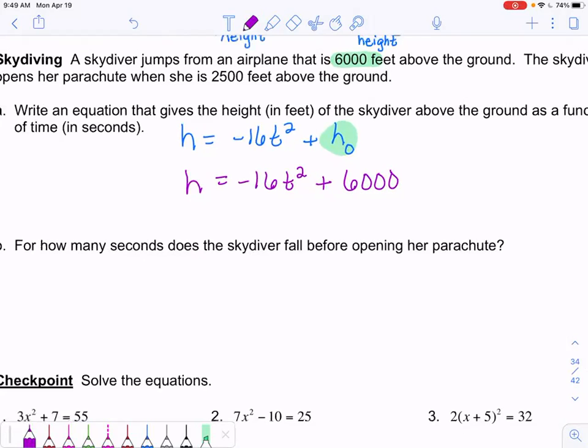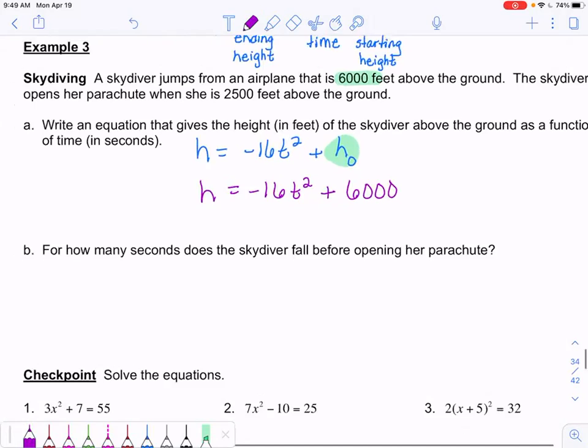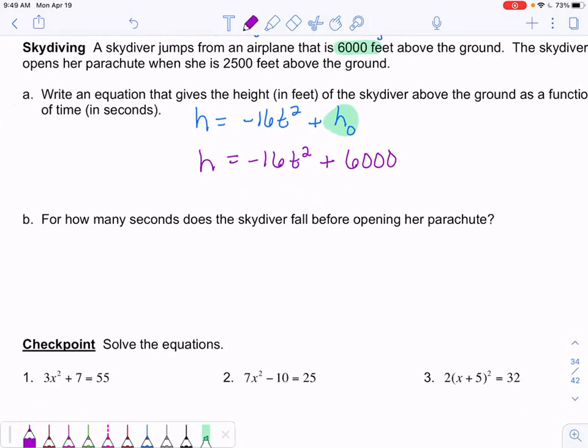The second part: how many seconds does the skydiver fall before opening her parachute? So our little skydiver is at 6,000 feet. They fall until 2,500 feet, and then they open the parachute. We want to know how much time it takes to go from 6,000 feet to 2,500 feet. So that's the goal. This would be a good calculation to have if you're looking at your watch and thinking, oh, I need to pull in 10 seconds.